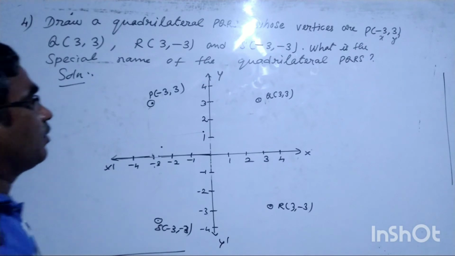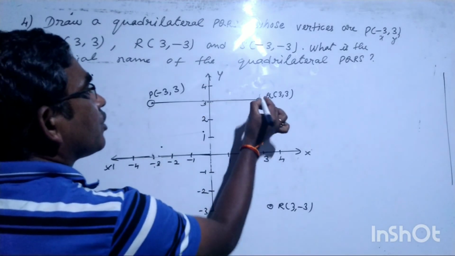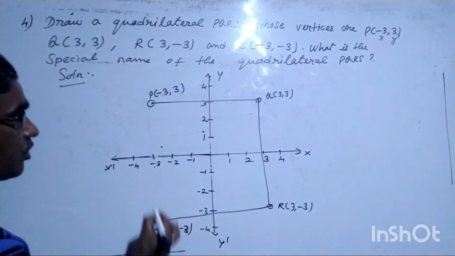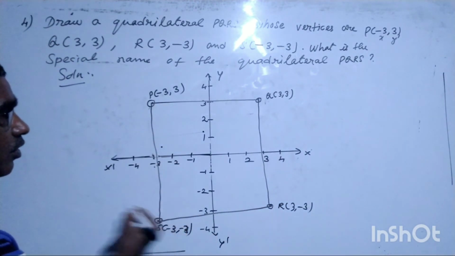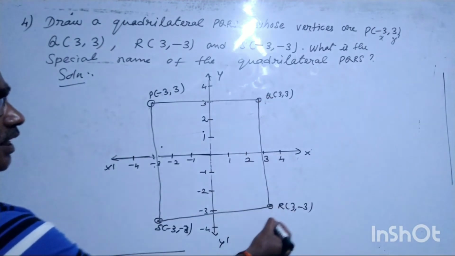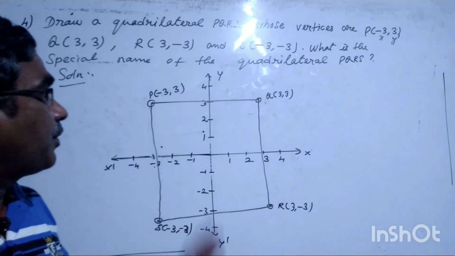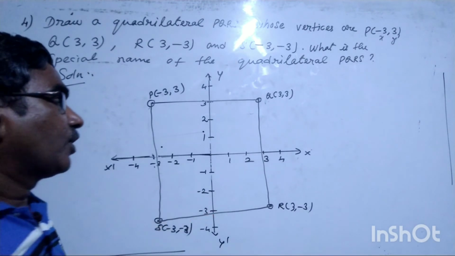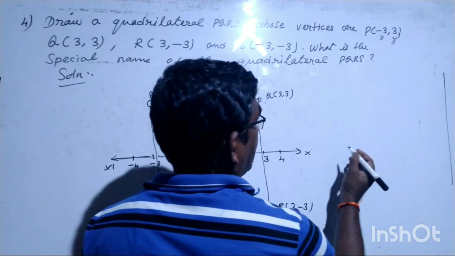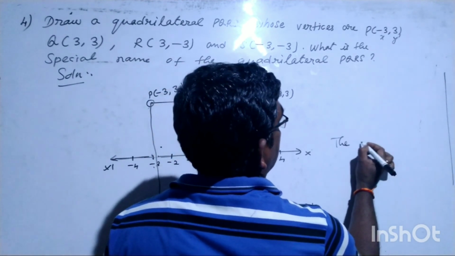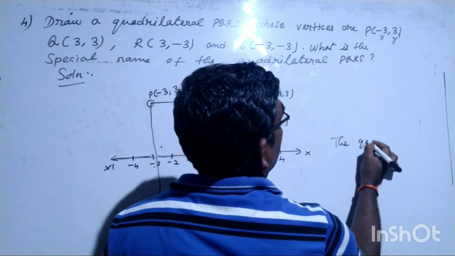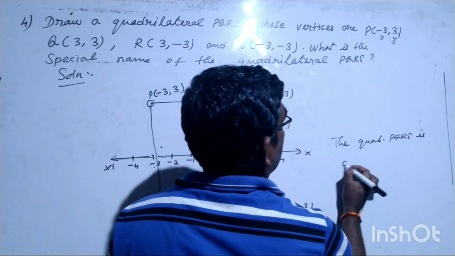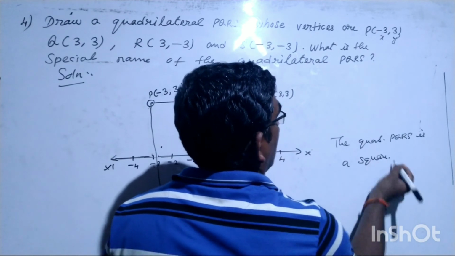Let us join the quadrilateral PQRS. P, Q you can join that. Q to R you can join. R to S you have to join that. S to P you can join. Now what is the special name of this quadrilateral? You know very clearly. Yes, it is a square. So the quadrilateral PQRS is a square. I hope you understand.